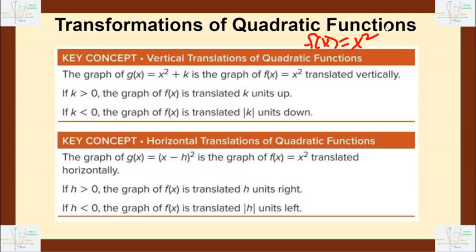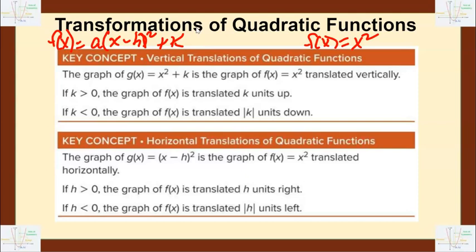Now, the base format of a quadratic function with the transformations would be f of x equaling a times parentheses x minus h squared plus k. Now, all quadratic functions are going to be based off of that one. So it's always going to be a minus sign, like x minus your h and k.